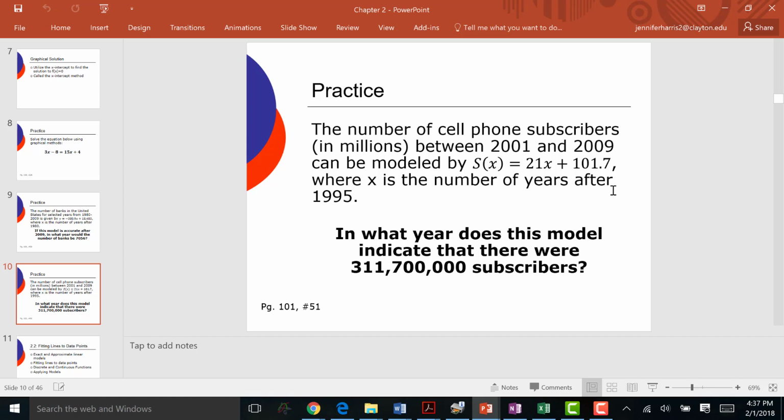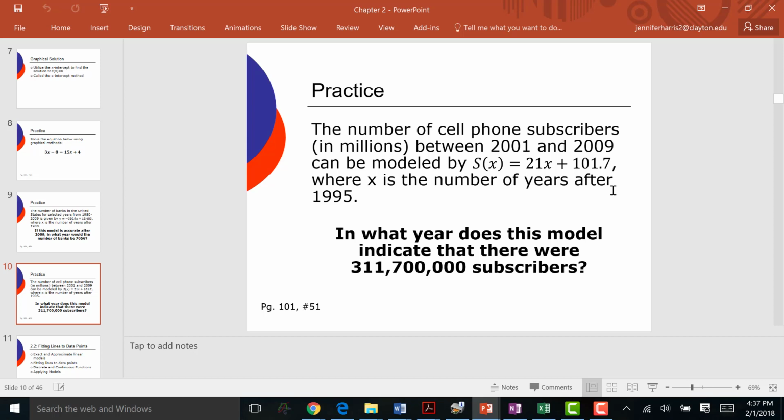Let me rewrite this a little bit higher. 311,700,000 cell phone subscribers. Okay, and you said we are trying to find an X value, and I'm going to put in parentheses, a year. We're looking for an X value for a particular year.